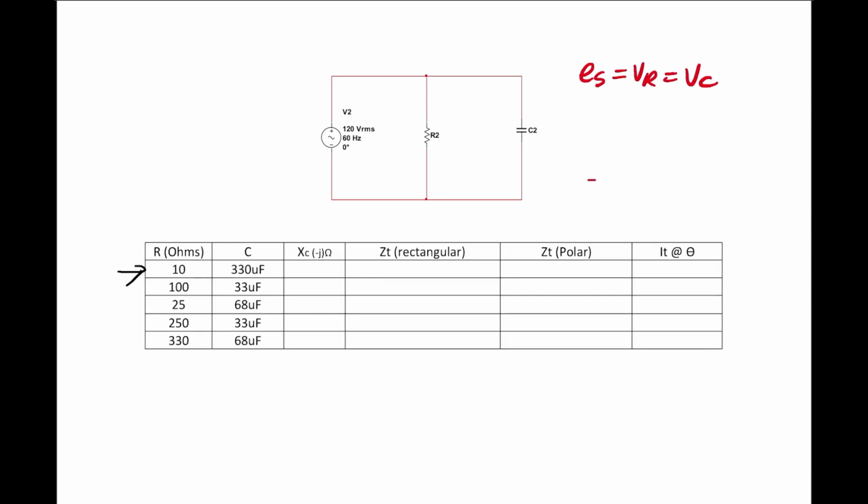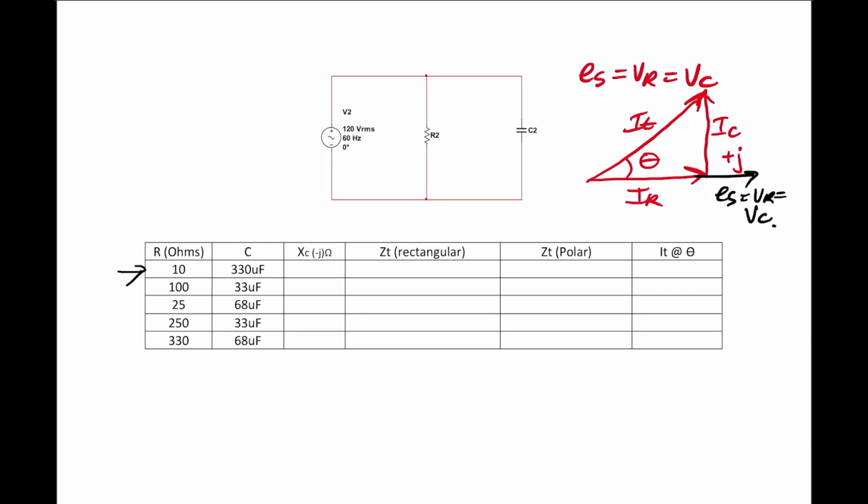We would have IR, IC as a leading value, as a plus j component. Remember, IL was minus j, and I total here. Now, in the current triangle, this is going to represent theta because here is where we have our E source. Your source voltage and your resistive current are always going to be in phase. This obviously equals VR equals VC.